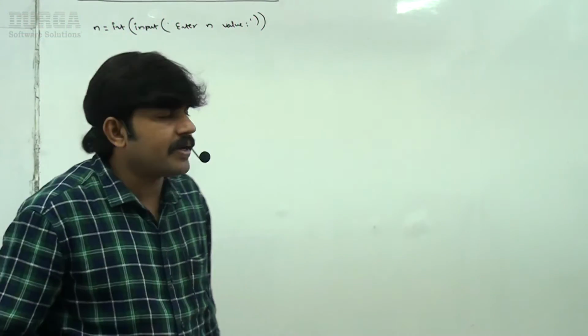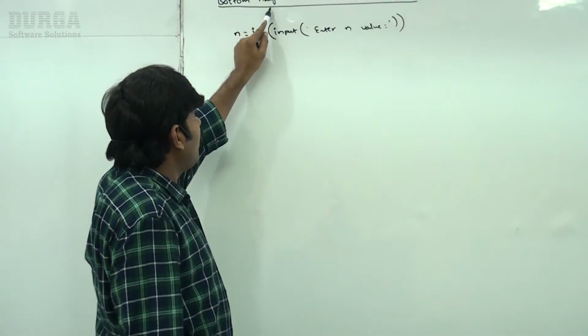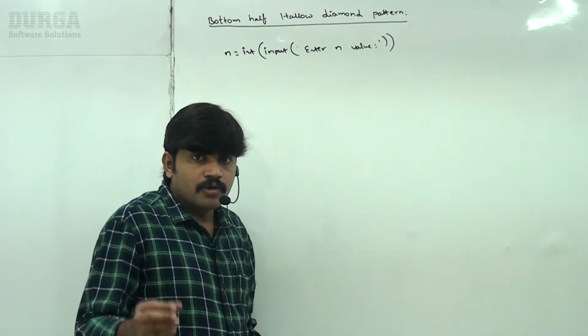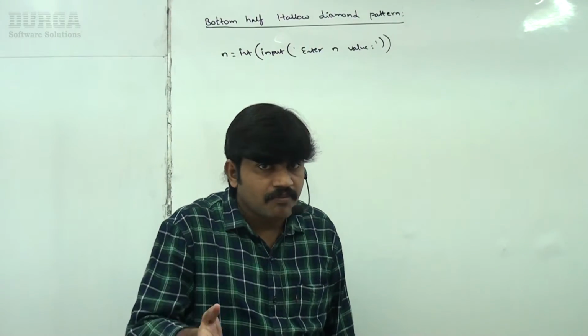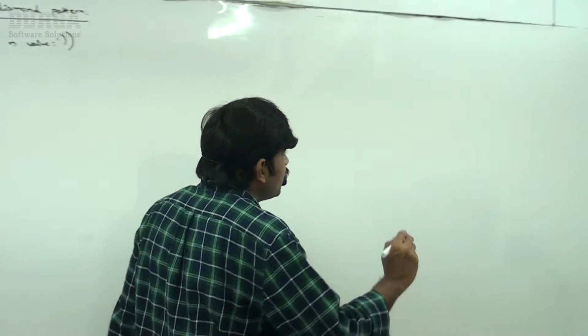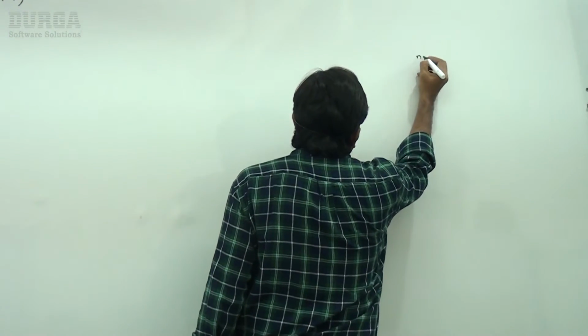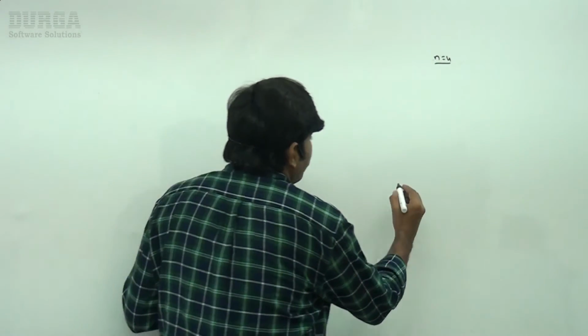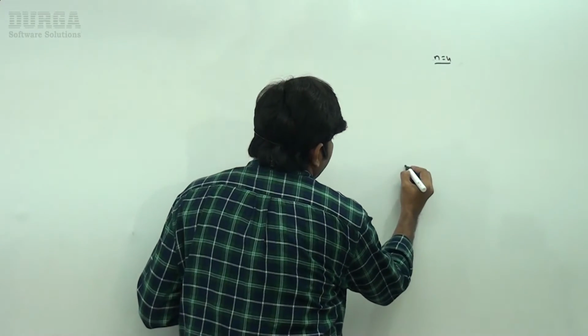Sir, the next pattern: bottom of hollow diamond pattern with alphabet symbols but in reverse order. What it means, sir? Very simple. If I take n is equal to 4, can you please tell the first 4 alphabet symbols? A, B, C, D. That's all. My required pattern is, sir, here first D I'm taking.